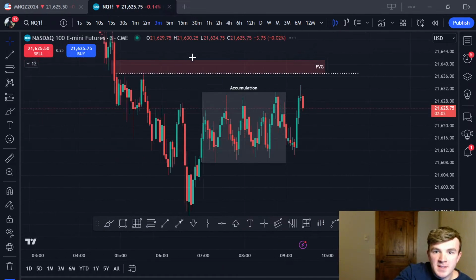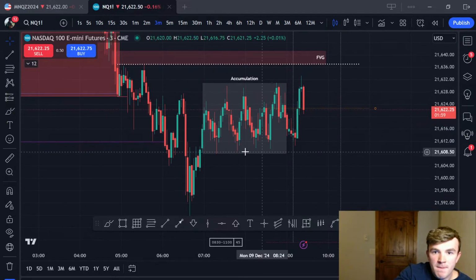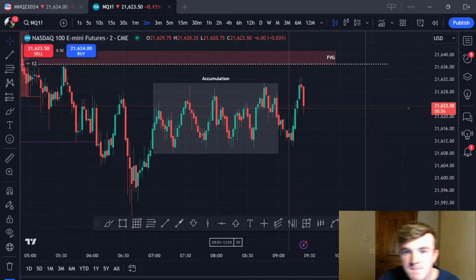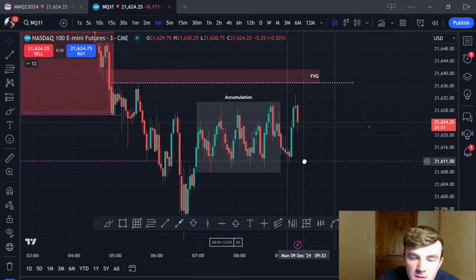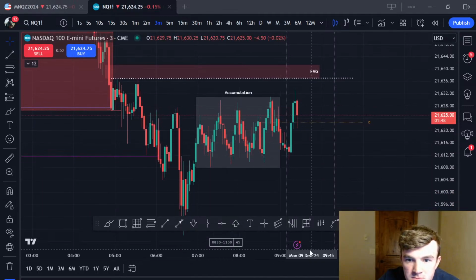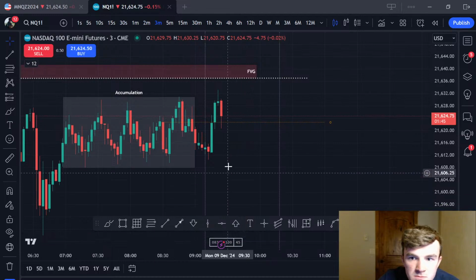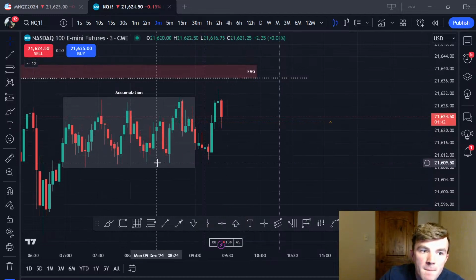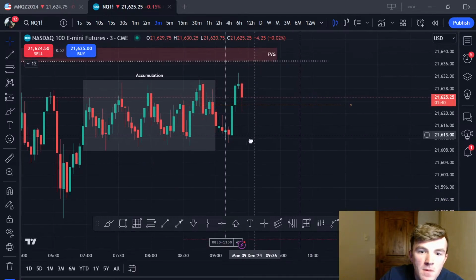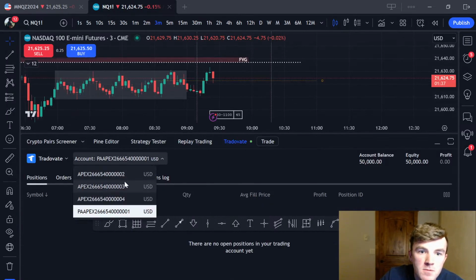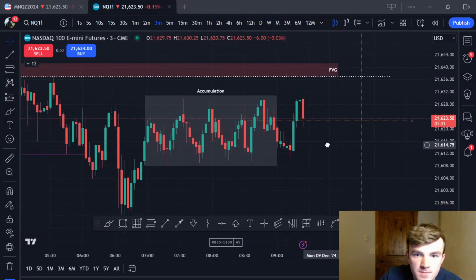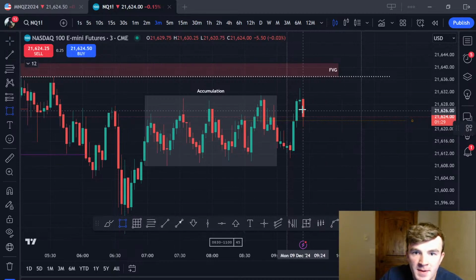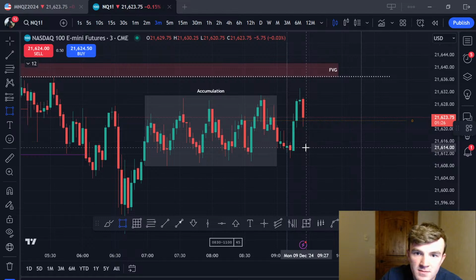But we want to wait for something pretty obvious here. Okay. I mean, we are getting an inverse value gap here, but there's a fair value gap here. I'm not sure if that matters or not.